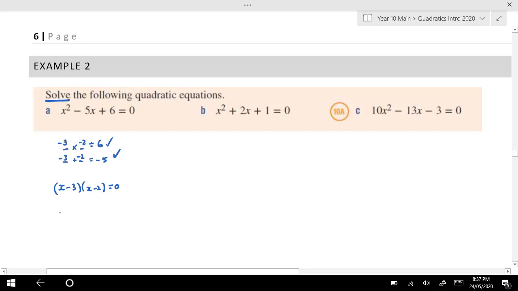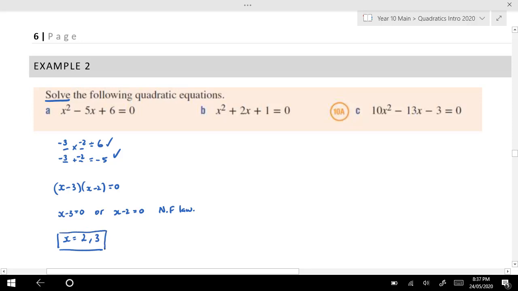So the long way is, well, x minus 3 would have to equal 0, and/or x minus 2 would have to equal 0. That's our null factor law. And now let's go ahead and state a solution. So that means x would have to equal 2 or 3. So I'm just going to write my two solutions. x is equal to 2 and 3, and we are done.